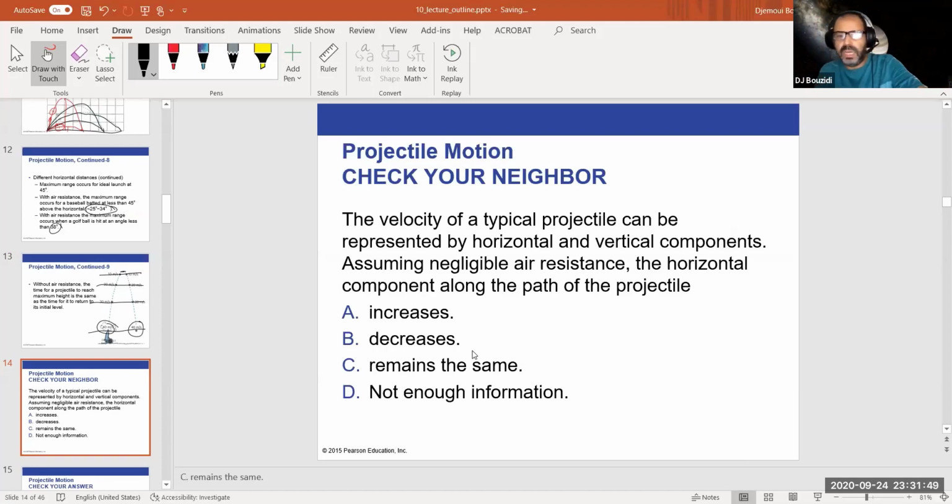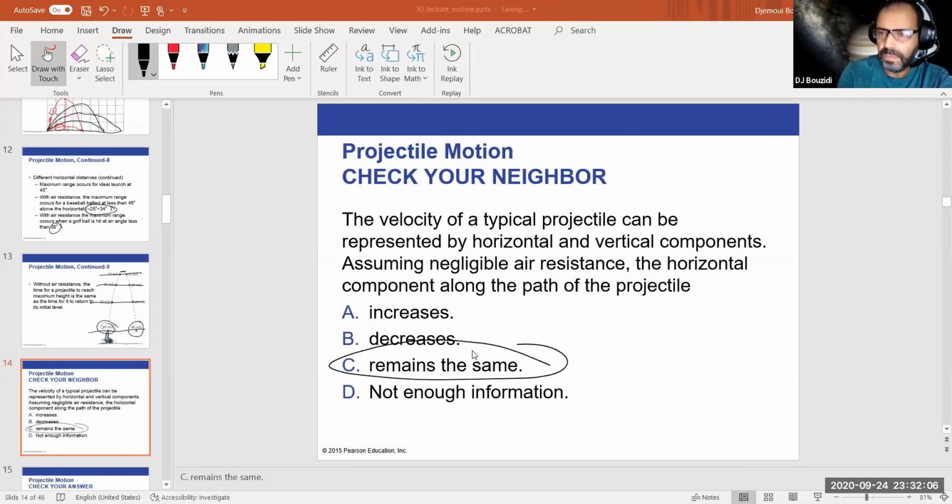The velocity of a typical projectile can be represented by a horizontal and a vertical component. So you have vertical motion and horizontal motion. Assuming negligible air resistance, the horizontal component along the path of the projectile never changes, because there are no forces on the horizontal plane, since we're assuming there is no air resistance. There is actually a variation of that lab that I've been referring to for Physics 11, where they include air resistance at the end.